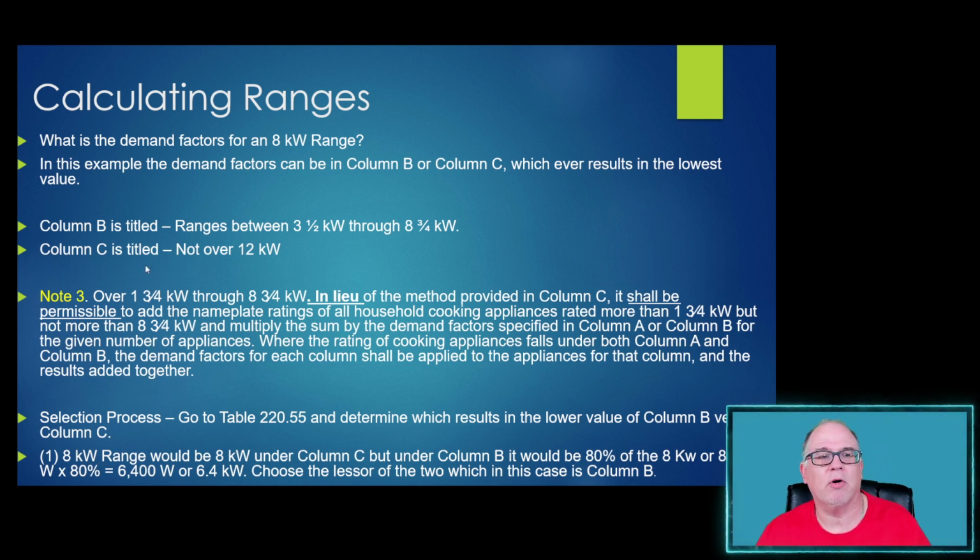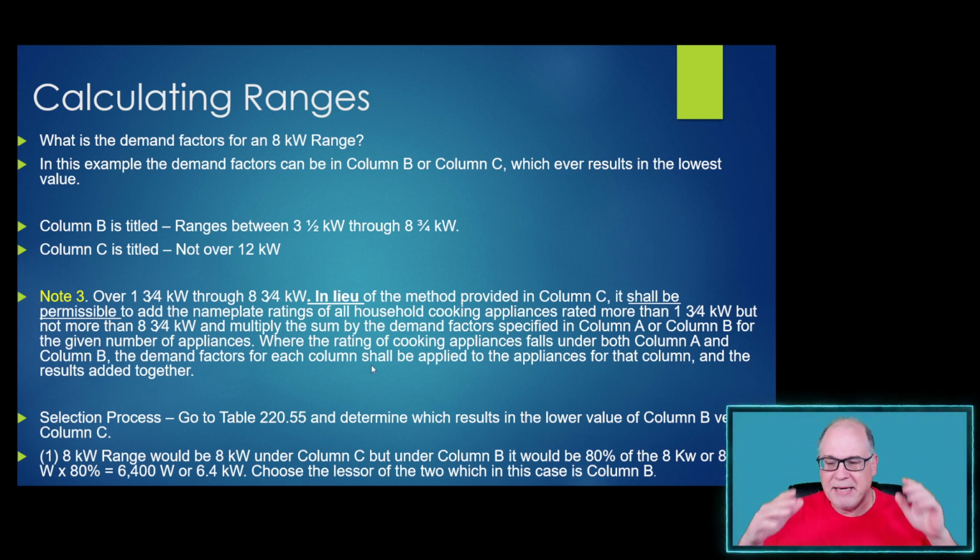So let's look at it. All right, so column B is titled ranges between 3.5 kW through 8 3/4. Column C is entitled not over 12. Well, obviously this 8 kW range falls into both of these columns. All right, so let's read this again now that we can absorb what that in lieu means, and then we can get the picture. Over 1 3/4 through 8 3/4 kW, in lieu of the method provided in column C, it shall be permissible to add the nameplate ratings of the household cooking appliances rated more than 1 3/4, but not more than 8 3/4, and multiply the sum by the demand factor specified in column A or column B for the given number of appliances. When the rating of cooking appliances falls under both column A and column B, the demand factors for each column shall be applied to the appliance for that column and then the results added together.